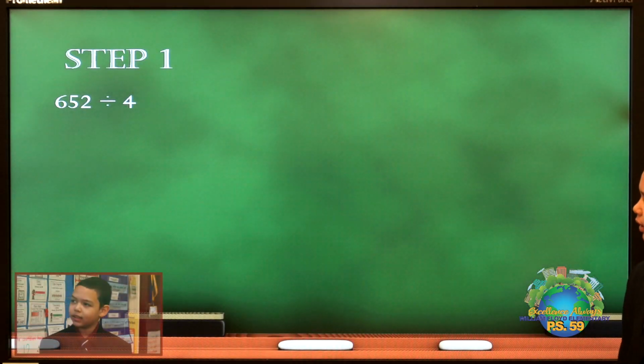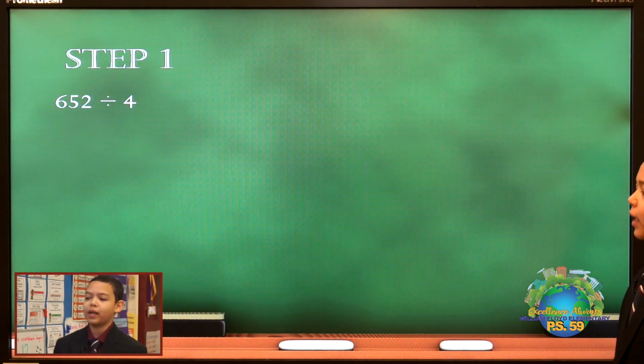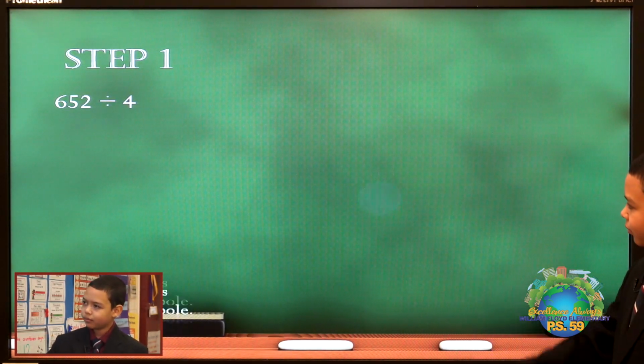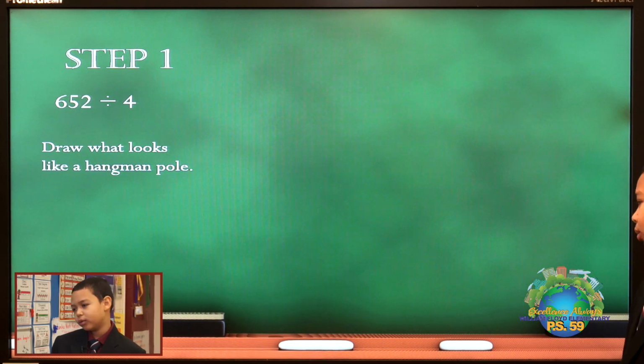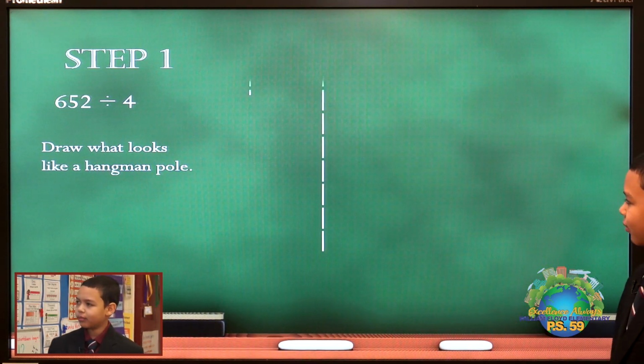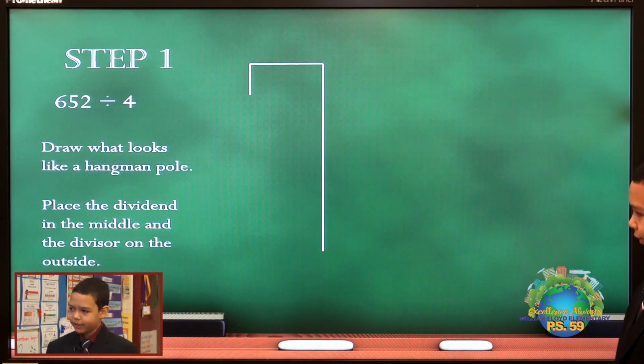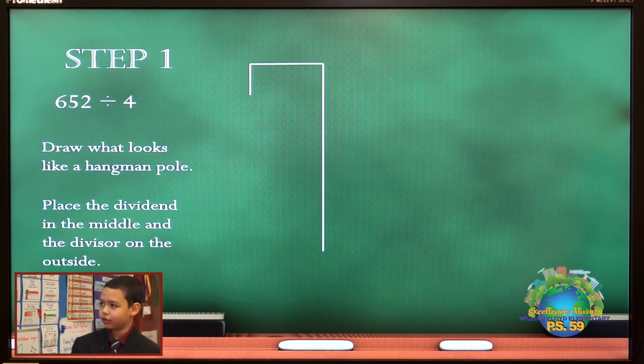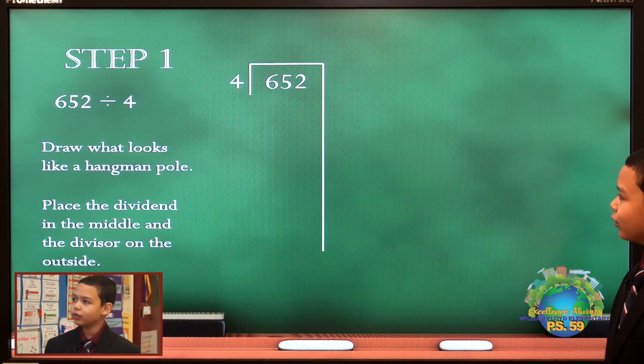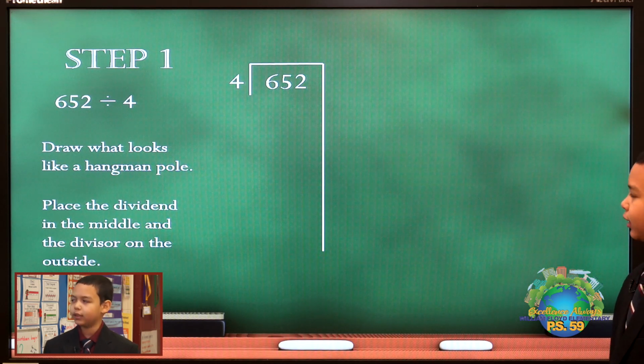Step one is 652 divided by 4. So first we draw what looks like a hangman pole. And we place the dividend in the middle and the divisor on the outside. 652 is the dividend and the divisor is 4.